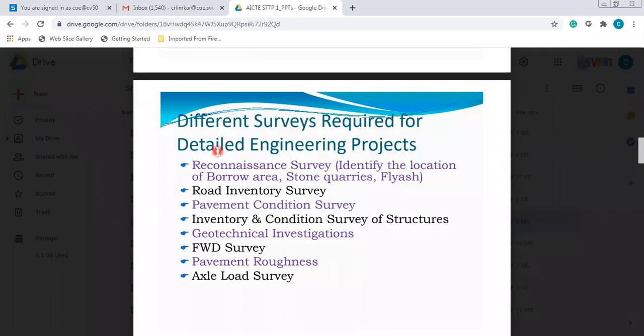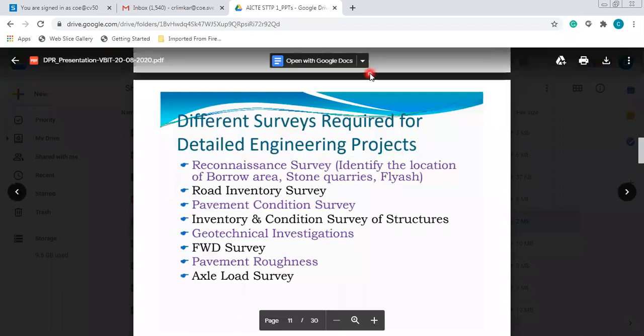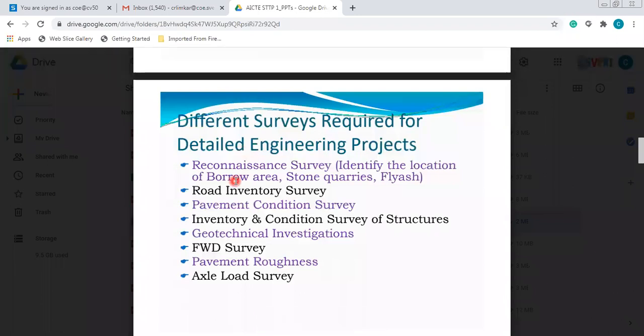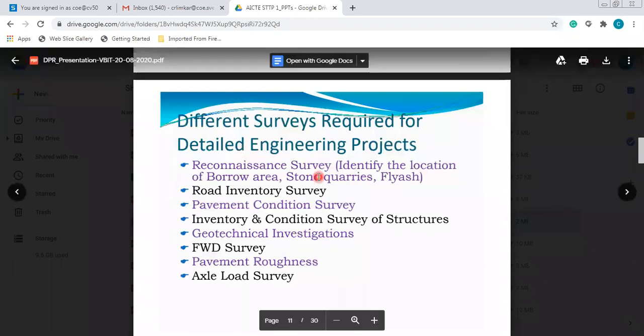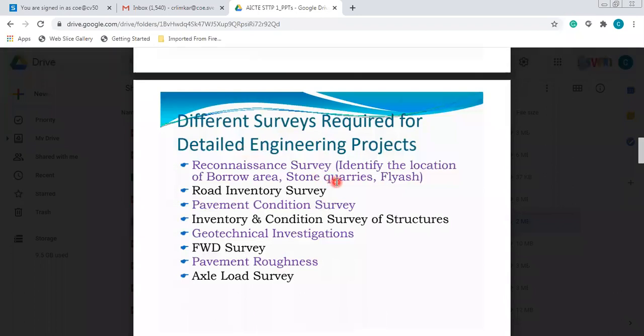Okay, but after finding out the shortest possible route for the road, you need to identify the location of the borrow pits where you can store your material, stone quarries, meaning from where you can get the stone aggregate for your road project, quarries as we say, and the fly ash or any material. It is not restricted to fly ash only, but any material that you are going to use.